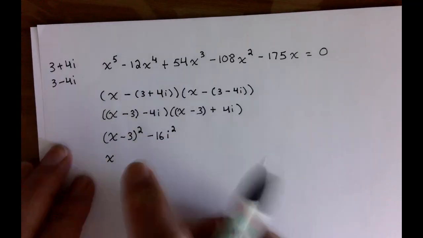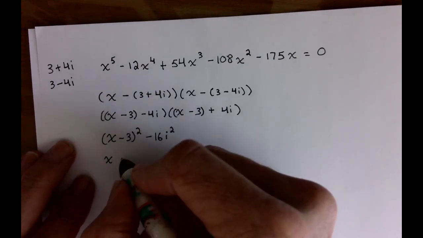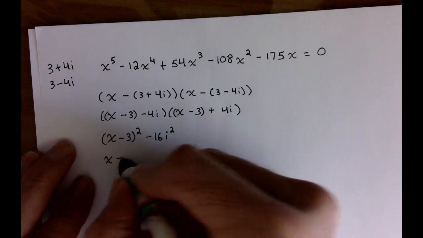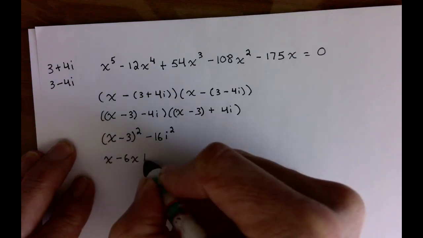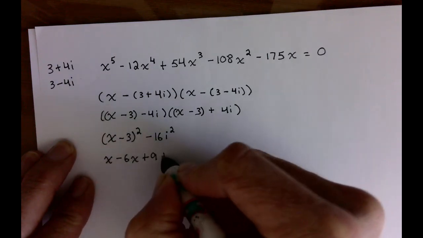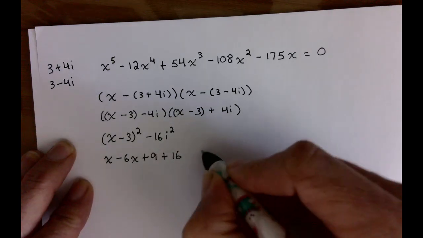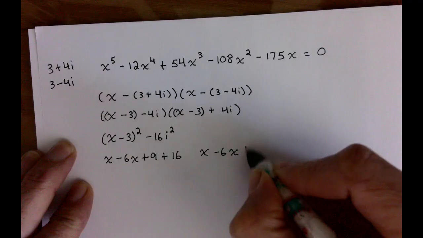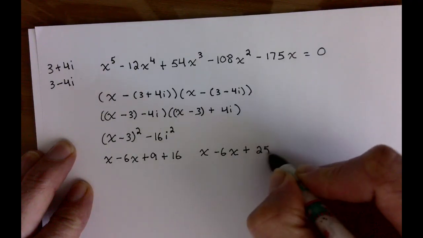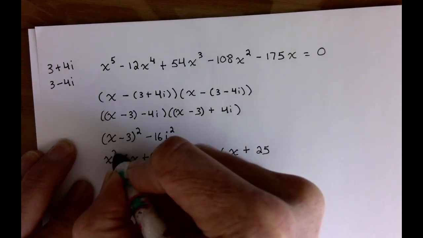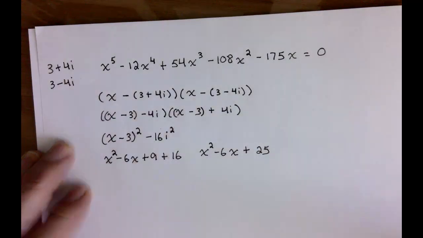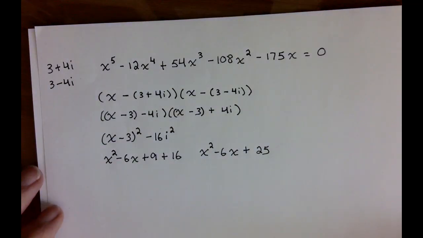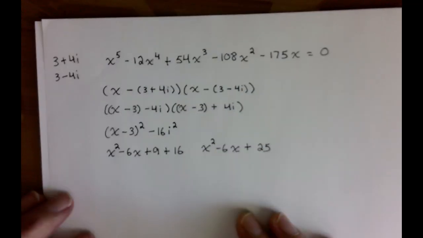So if I expand this now, x minus 3 squared, I'd get x squared minus 6x plus 9 plus 16. So now I'm at x squared minus 6x plus 25. Sorry, I left off my squared. It would be x squared. Sorry for the confusion.